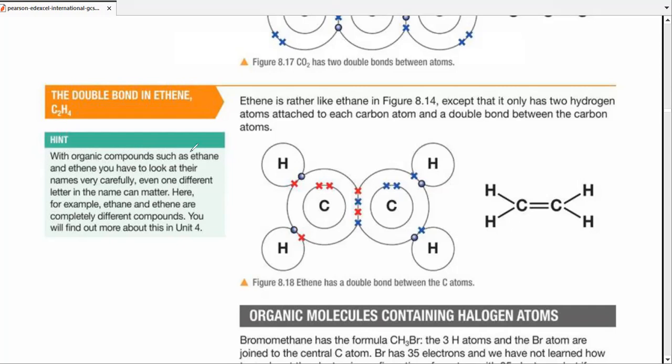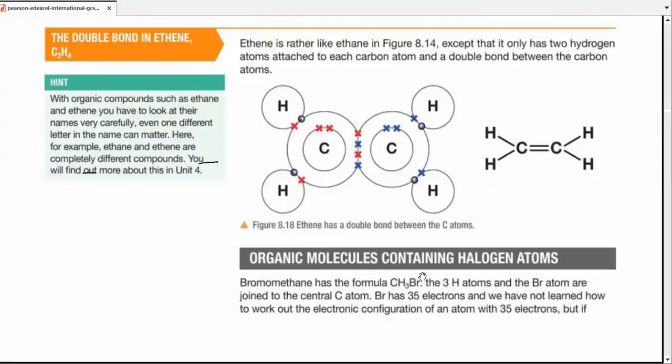With organic compounds such as ethane and ethene, you'll have to look at their names very carefully. Even one different letter in their name can matter. Ethane and ethene are completely different compounds. So a mistake of a vowel, and there you go, everything seems incorrect.